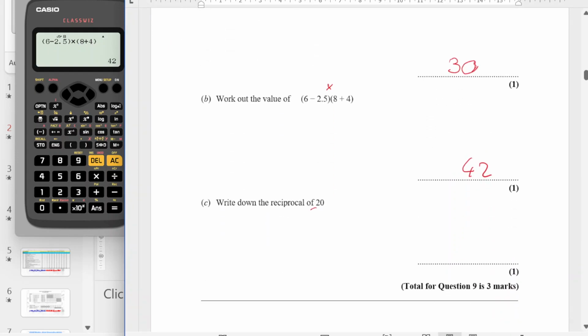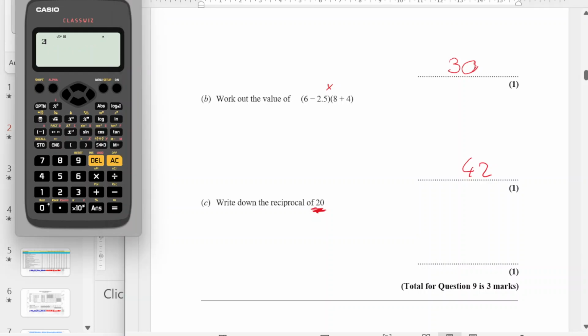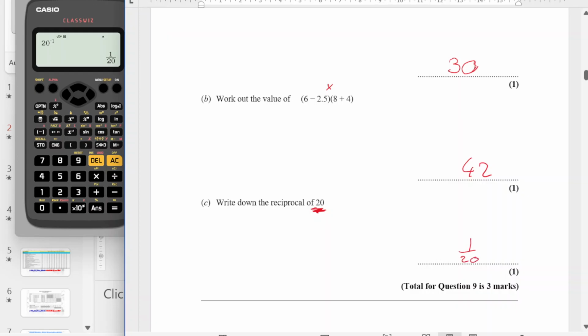Write down the reciprocal of 20. Again, your calculator can do this for you. I'm sure that you're all more than capable of doing it, but if you do 20, and then this is the reciprocal button, your calculator will automatically do it for you, 1 over 20.